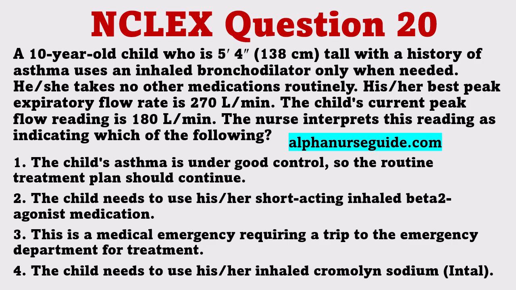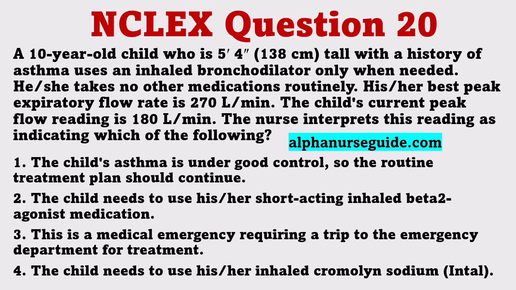1. The child's asthma is under good control, so the routine treatment plan should continue. 2. The child needs to use her short-acting inhaled beta-2 agonist medication. 3. This is a medical emergency requiring a trip to the emergency department for treatment. 4. The child needs to use her inhaled cromolyn sodium.